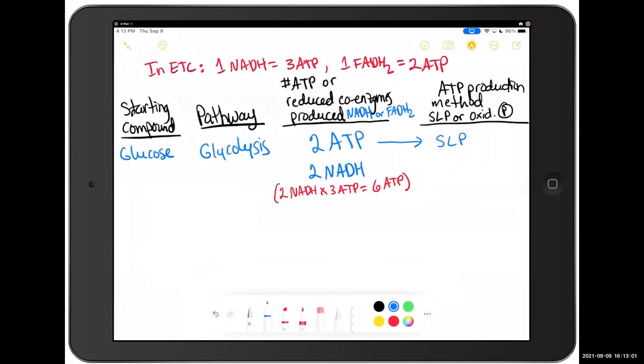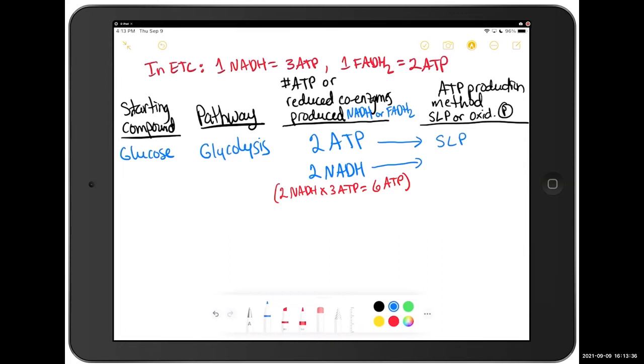All right. So that is through SLP. Now, what about my 2 NADH that were generated? Through what ATP method were these reduced coenzymes generated? Well, let me ask you this. Reduction. Is it SLP? Why not? There's no phosphorylation and it goes to the ETC. That is right. There is no phosphorylation of ADP.